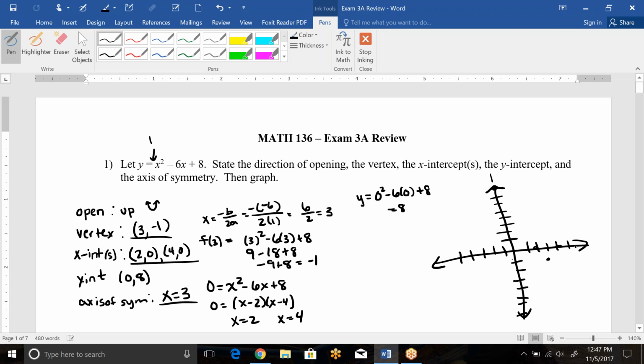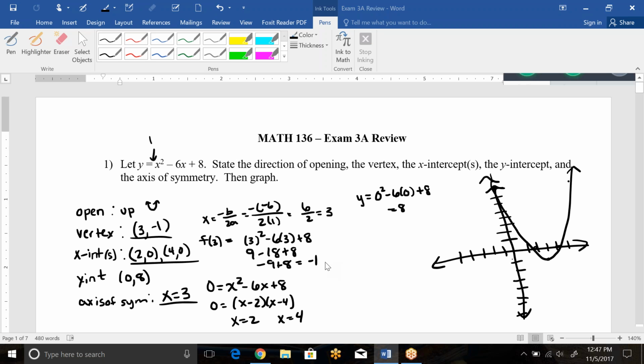And notice there will be a matching point. See how this is 2 away from that x-intercept and then up 8? If you go 2 this way and up 8, there should be kind of a mirror image point over there. That's the symmetry. And then we draw the best parabola through all of the points. So there's a graph of number 1. So I believe number 2 is a very similar example, so let's go ahead and do that one.